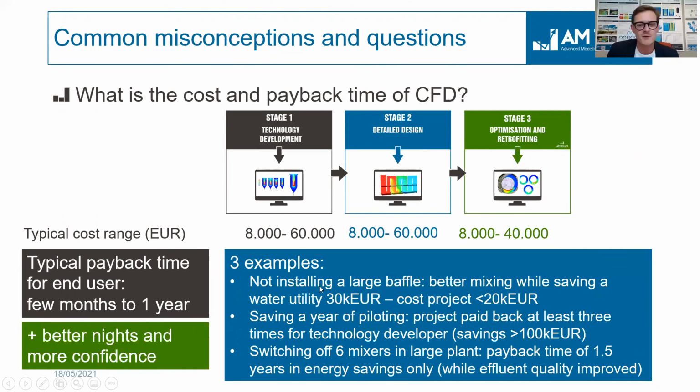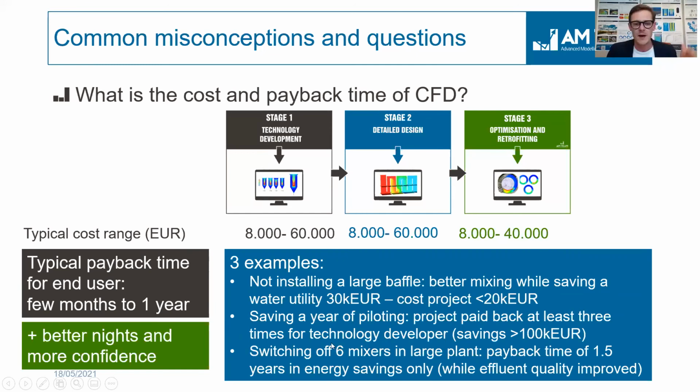Simple examples we have shown was this baffle wall that the drinking water company has not installed in the end. It was like 15K per baffle wall, so that amounts to 30K. Well, if the cost of the project is less than 20K, only saving this baffle wall is already very interesting. But of course, the main focus was the performance, the storage and the mixing. If you can save a year of piloting, of course, you save over 100,000 euros easily.